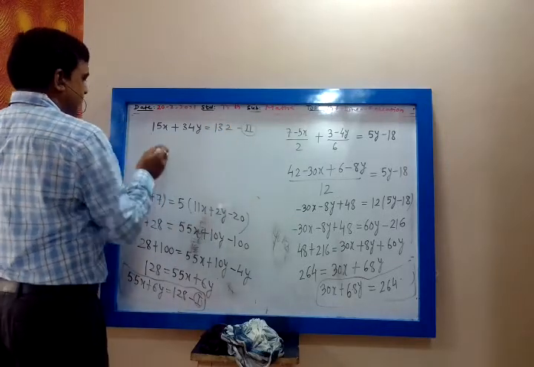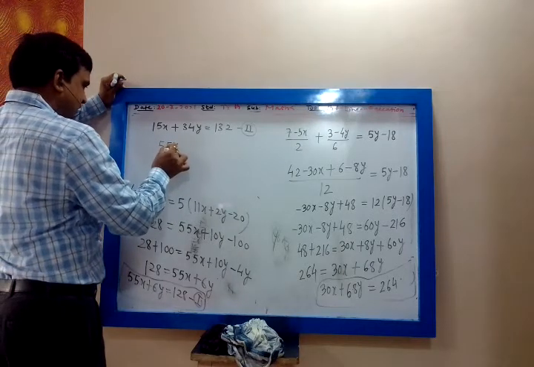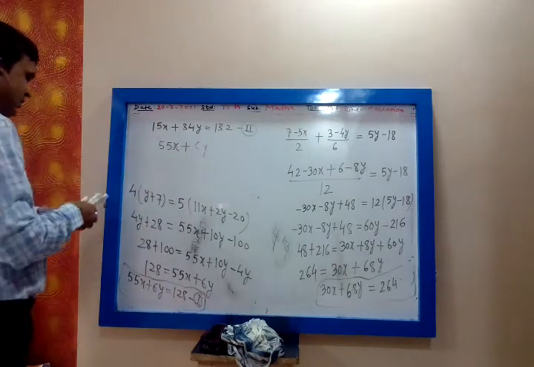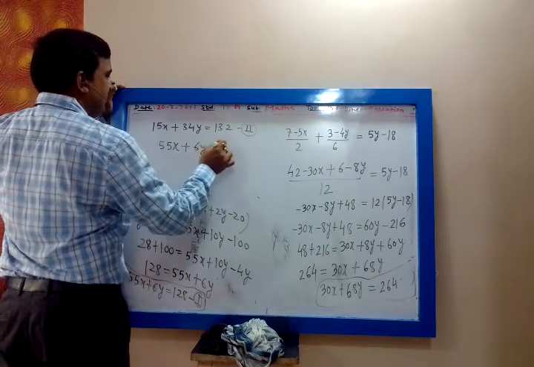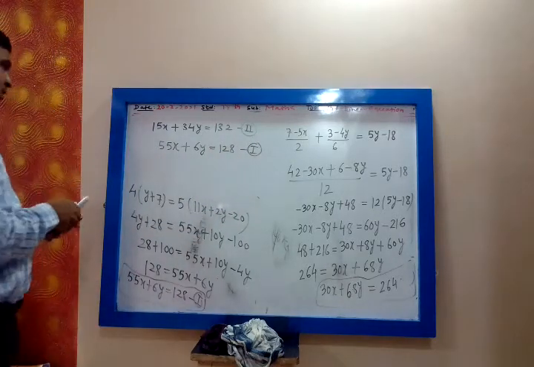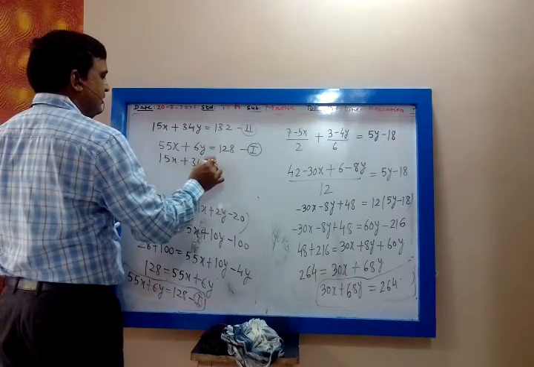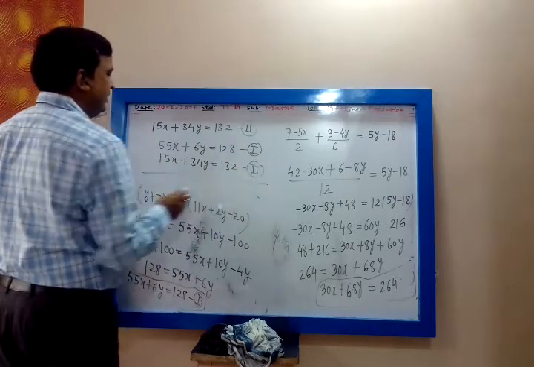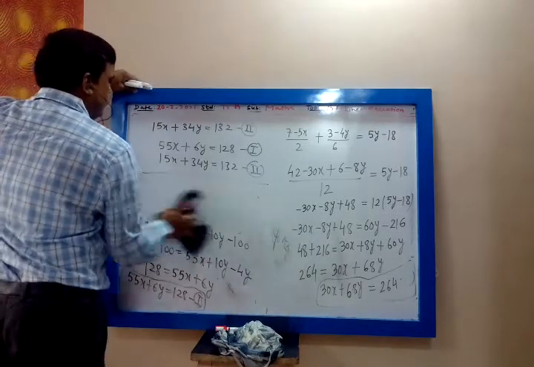Okay. So let us write equation 1 and 2 together. 55x plus 6y is equal to 128 is my equation number 1. And 15x plus 34y is equal to 132 is my equation number 2. Now you make coefficient of x equal or y equal. Yes, so what you will do? Tell me.